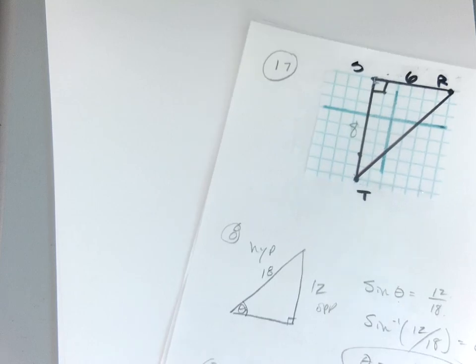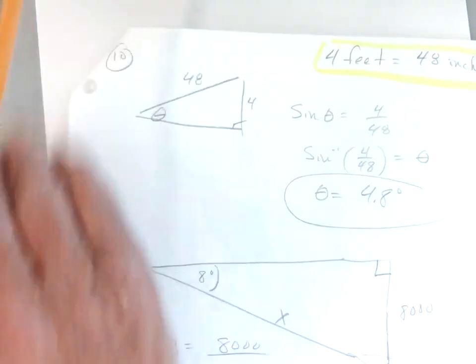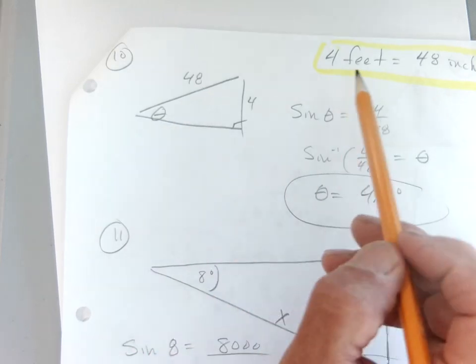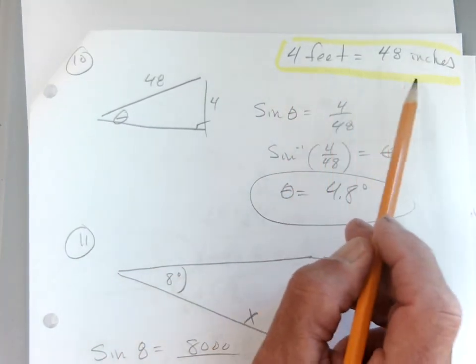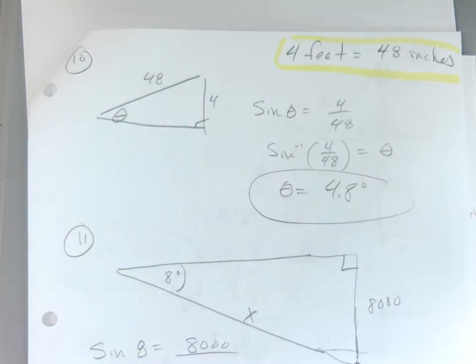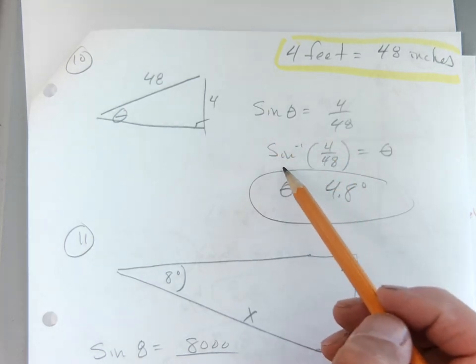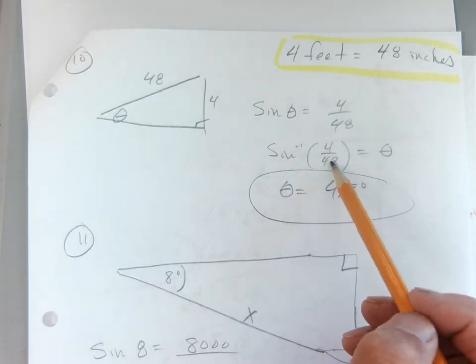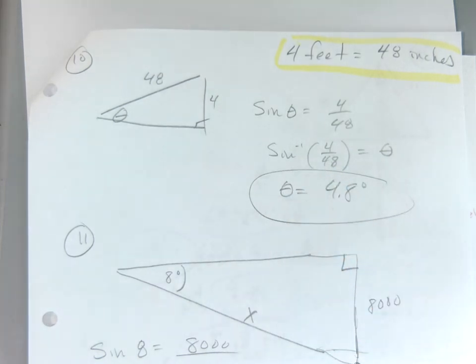Okay. On the back side, number 10, wheelchair ramp. Now, first thing I have to do is, everything's got to be in terms of inches. So the first thing I did, 4 feet, 48 inches. I made sure I did that. Opposite over hypotenuse is sine, and so I'm looking for the angle. I want the inverse of that, so sine inverse of my 4 over 48. I used my calculator, and I got about a 4.8 degree angle.